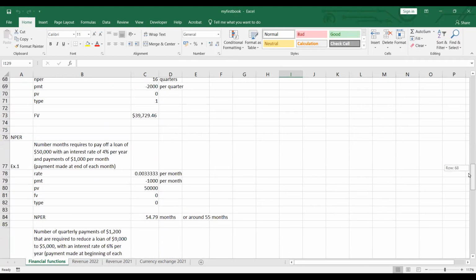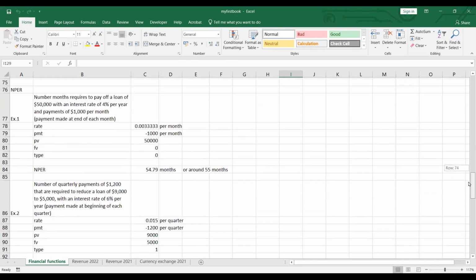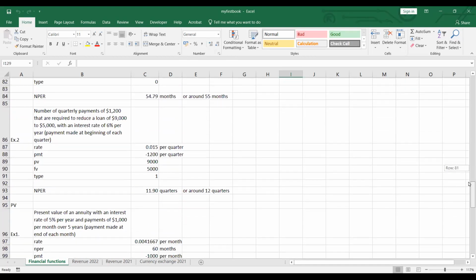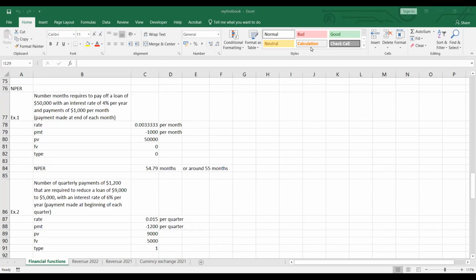So we talked about the NPER function, that is the number of periods that we have to use in order to pay for our investment or pay for the loan. This set of functions still uses the same old set of arguments. That means when NPER is the function, rate, PMT, PV, and FV will be the arguments of the NPER function.